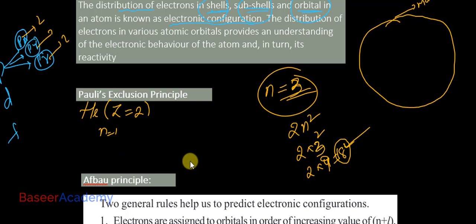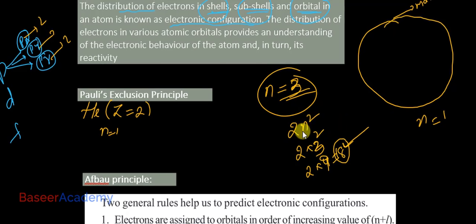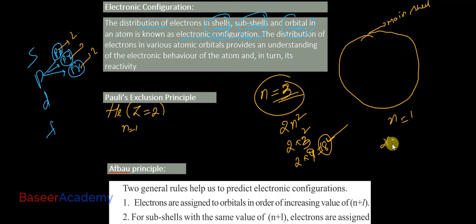Why? Because the first orbit can have a maximum of 2 electrons, right? In place of n, I'm substituting 1 here. 1 square is 1, 2 ones are 2. So the first orbit can have 2 electrons. So both of the electrons here will enter into the first orbit, because the first orbit can have 2 electrons.